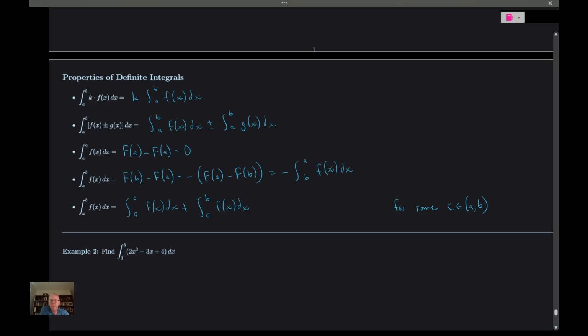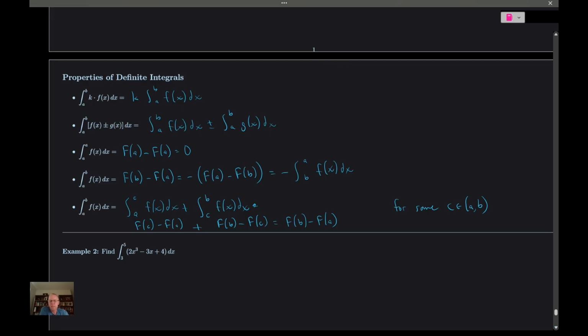Now, if we evaluate these, we get, so evaluate this one, and I guess we'll do this underneath. This would be capital F of C minus capital F of A. And then this one would be capital F of B minus capital F of C. Now, if we're adding these two, of course the F of C's will cancel, and this is just capital F of B minus capital F of A. So it still works out.